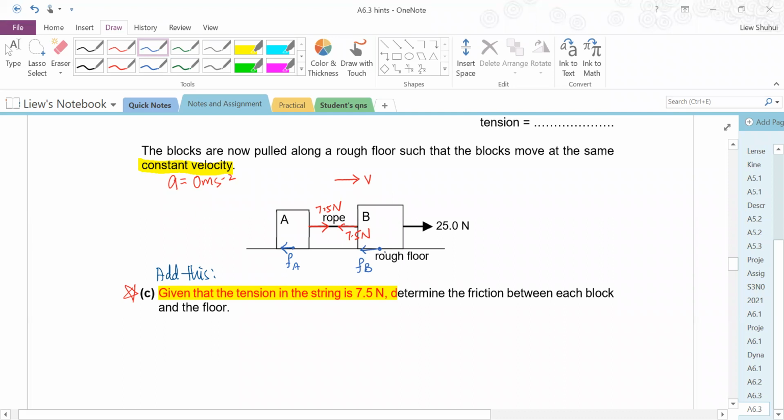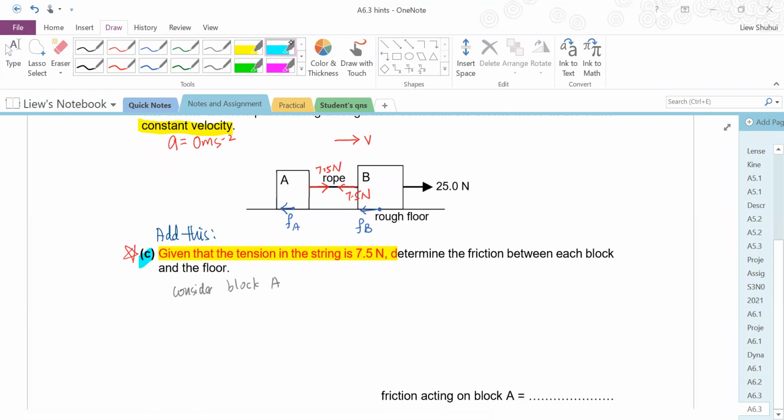So this is really just our rough working. The question didn't ask for a free body diagram, so we'll just draw the forces in the horizontal direction to guide ourselves to answer part C. All right. So now we consider block A.